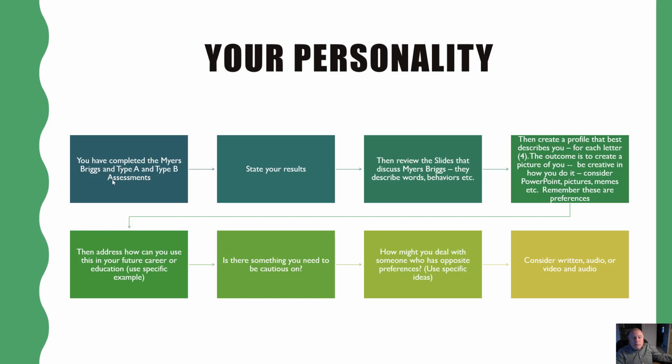The first steps. You have completed Myers-Briggs type A and B. So state your results. Then review the slides that discuss Myers-Briggs. They describe words, behaviors. Then create a profile that best describes you for each letter. Okay? So you had all those slides and there's a lot of words in there. So go in and pick the words that represent you and create a PowerPoint in a 4 square, in quadrants, that paint a picture of you. Thinking of words, symbols, whatever. So we get a profile of you.